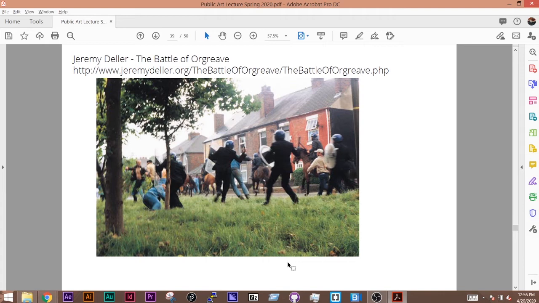And so what he did is he hired and created a reenactment of the actual mine strike, and had the people who had been police officers at that time play the role of the miners, and the miners play the role of the policemen. And so it was this really interesting way of one side being able to relive the perspective of another.